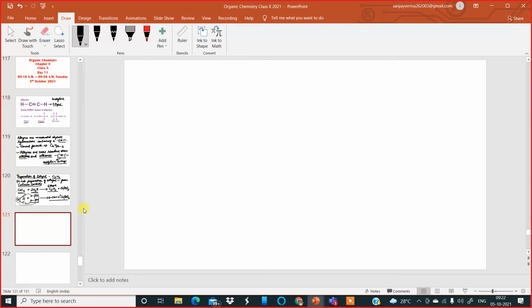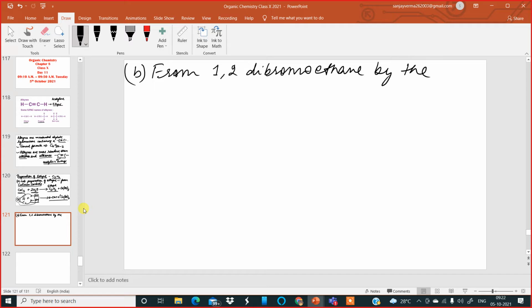The other method of preparation of ethyne is from 1,2-dibromoethane. It is called the dehydrohalogenation reaction. So the next method, a general method, is prepared from 1,2-dibromoethane by the dehydrohalogenation reaction.